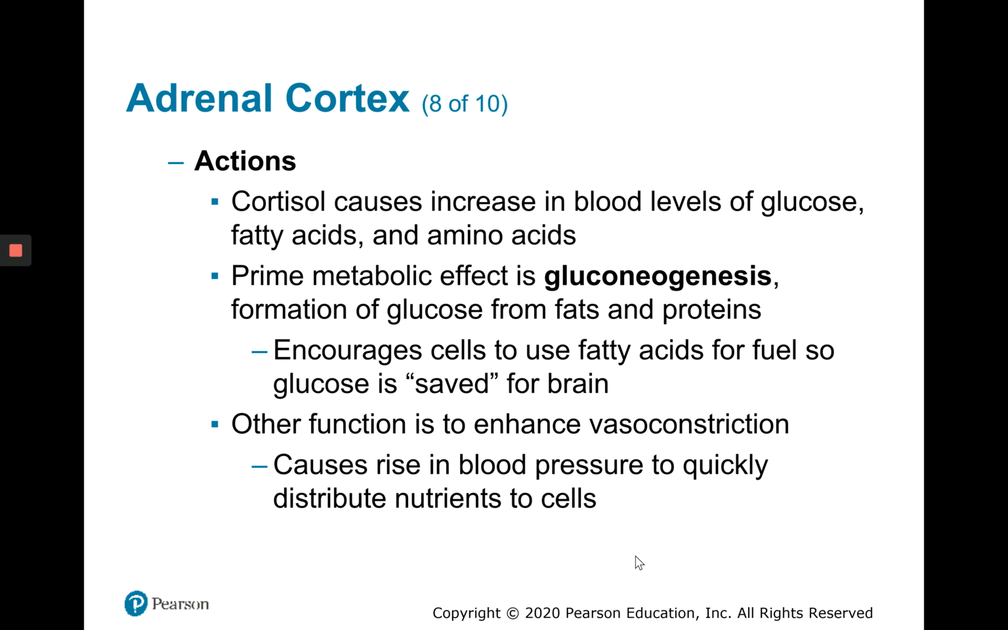And we're going to save the direct glucose that our body takes in for the brain. The brain really relies on a stable supply of energy or nutrients like glucose in order to make ATP and run its neurons. Other functions of cortisol actually enhance vasoconstriction. If you've ever heard someone say, calm down, your blood pressure is going to rise, there is some truth to that because of the function of cortisol in enhancing vasoconstriction, or increasing blood pressure. And the reason that cortisol would do this is to quickly distribute nutrients to cells, to distribute these fats and these amino acids from proteins in order to make glucose.